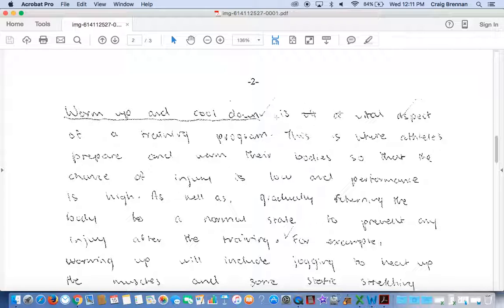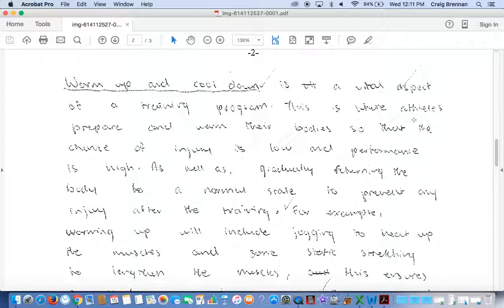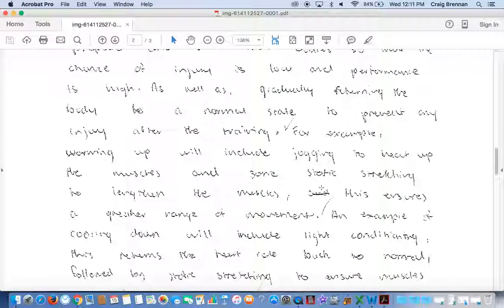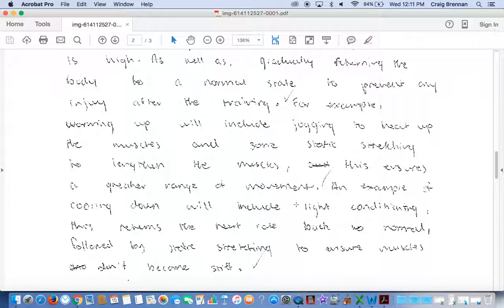Warm up and cool down is a vital aspect. There's his reinforcement. He then goes and breaks down different types of warm-ups, gives his examples, and he even talks about cooling down with some examples. So he's covered both warm-up and cool down.